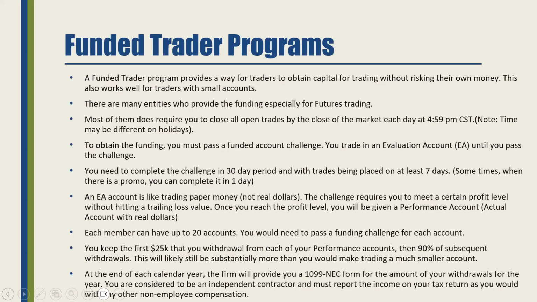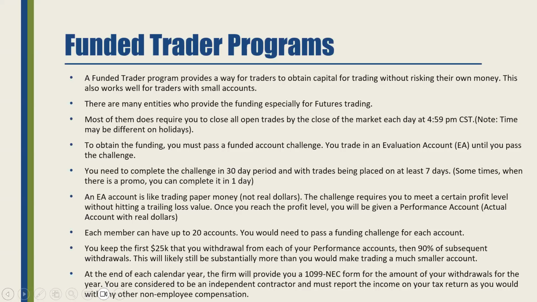As I mentioned, for Apex, you keep the first $25,000, and then 90% of the profit you make will be yours. At the end of each calendar year, these funded trader firms will provide a 1099. That means it's like miscellaneous income, so you don't need to worry. It is not like a W-2. You will receive it on your firm name or your name at the end of the year, which you will file to your CPA, and you will pay taxes on whatever money you receive.